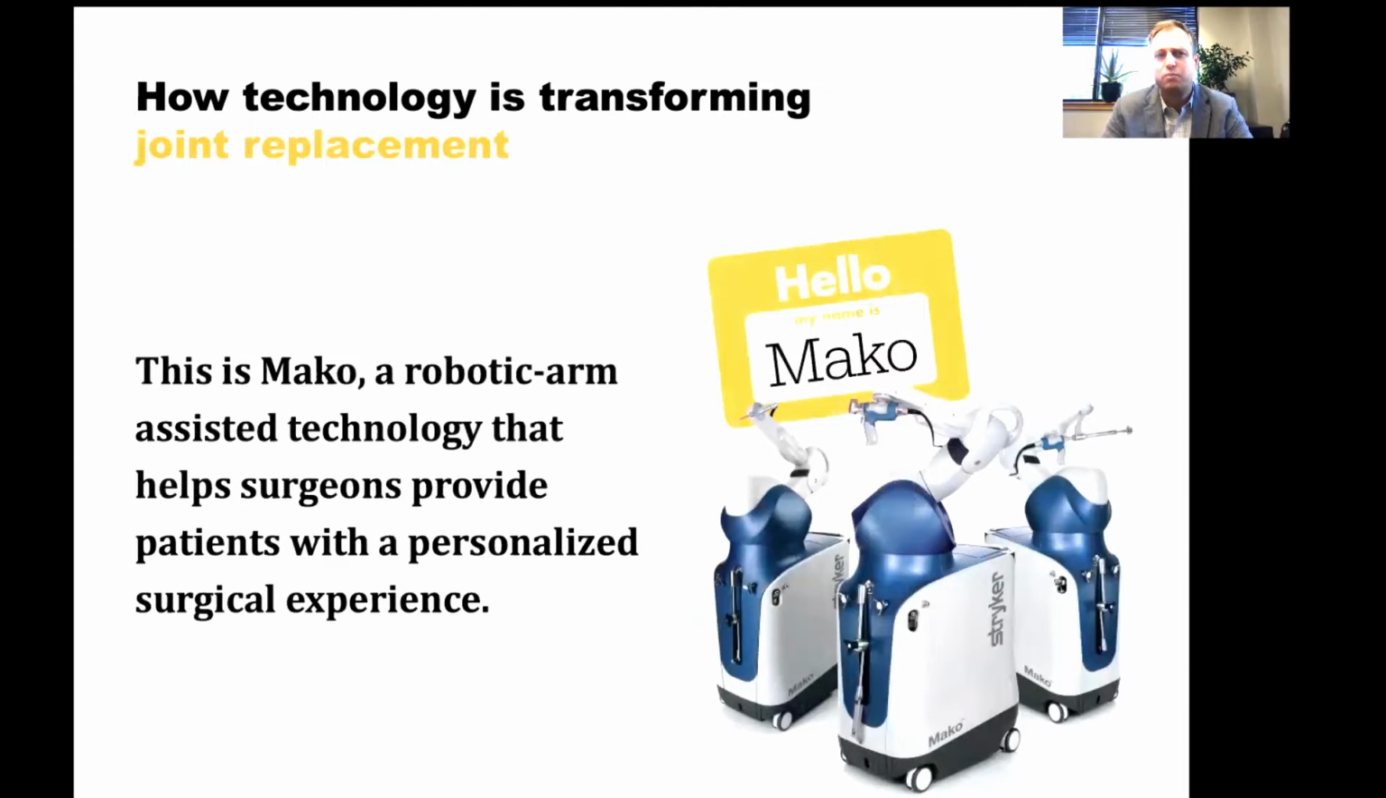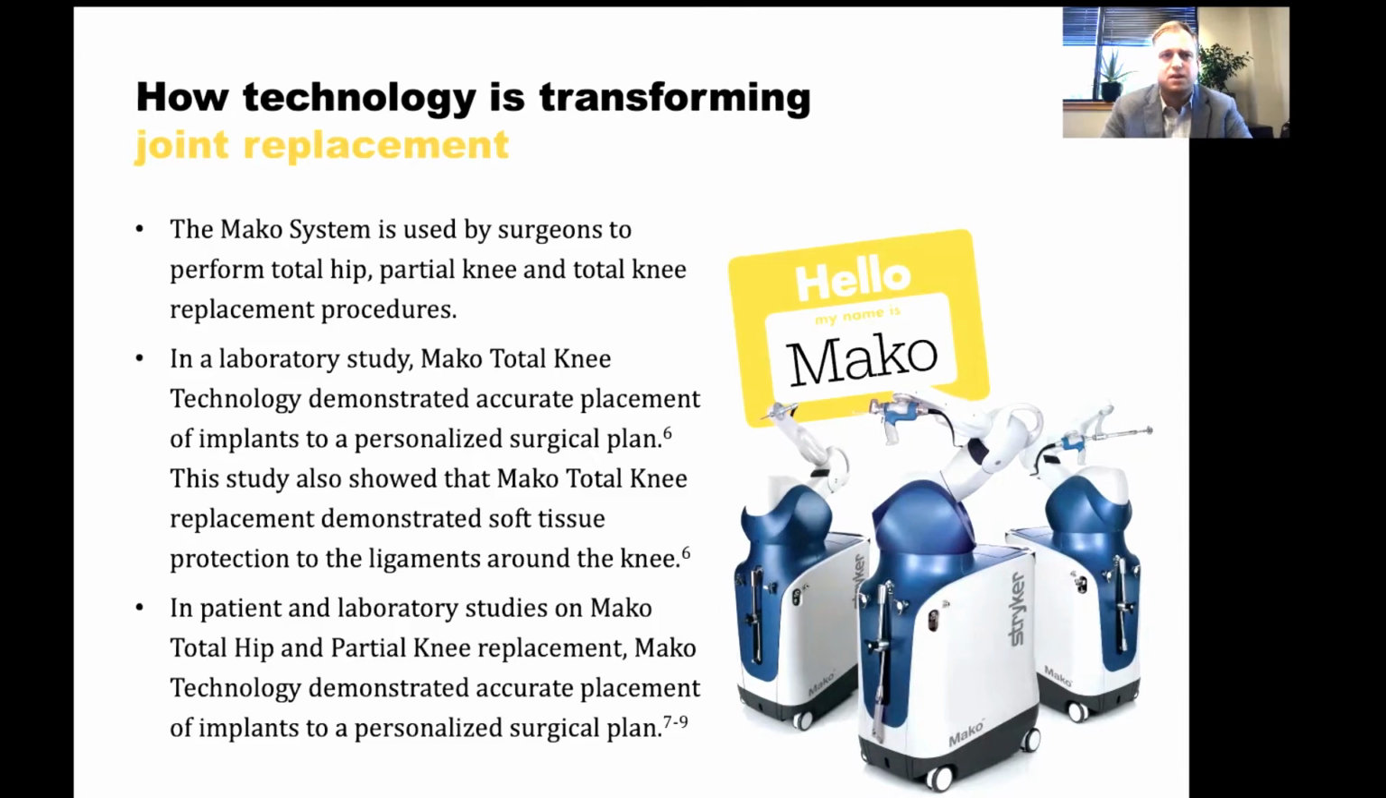It's called the Mako robotic assisted technology. It helps surgeons provide patients with a more personalized surgical experience. It also keeps me from getting into trouble where I shouldn't be in your knee.